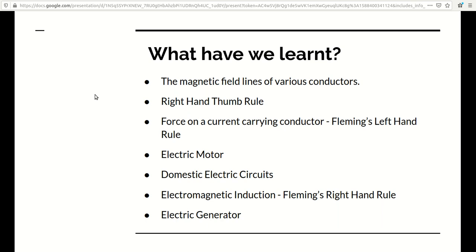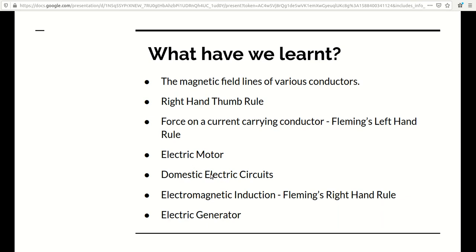Okay, so what have we learned in this chapter? We learned how the magnetic field lines for various conductors look, remember, like this loop conductor and the solenoid and all of that. We learned the right hand thumb rule, which will give us the direction of the magnetic field. Then we learned about the force on a current carrying conductor, which gave us Fleming's left hand rule, which will tell us the direction of the force when there is a magnetic field and when there is current. We learned how an electric motor works.